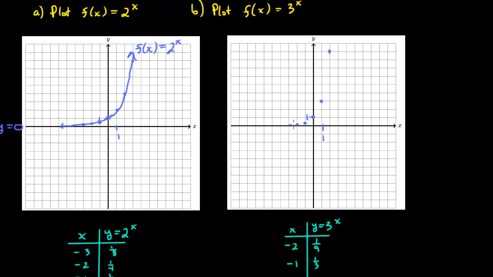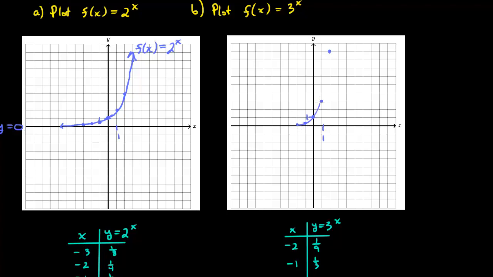So you can see that as we get smaller and smaller values of x, or not smaller, but as we get further into the negatives, the y value decreases. But it never goes to 0. So we never get a y value of 0, and we never get any negative values for y.